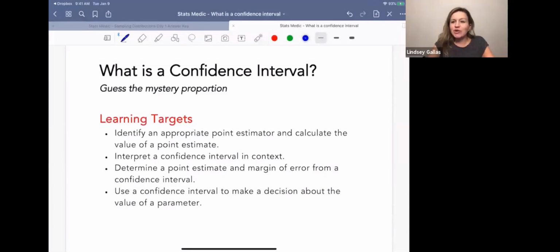So we are starting a new unit today, and this unit is all about confidence intervals, and more specifically, confidence intervals for proportions. So we have 4 learning targets. We're going to start by identifying an appropriate point estimator and then calculating the value of a point estimate. We're going to interpret a confidence interval in context, determine a point estimate and margin of error from a confidence interval, and then also use a confidence interval to make a decision about the value of a parameter.